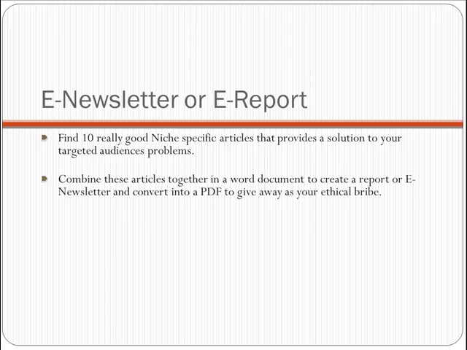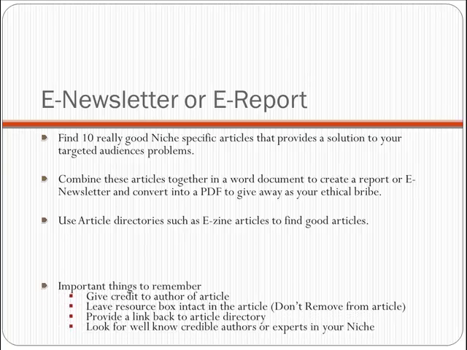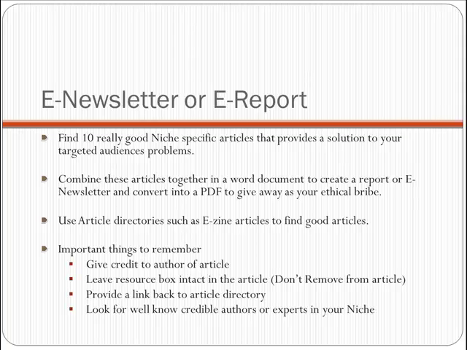Now you're like, aren't I stealing somebody else's articles? You're taking those articles and doing exactly what the article writer wants you to do, and that's to take them and use them, because there's something that you have to do when you're using somebody else's information. You're going to use article directories such as Ezine Articles to find good articles. Here's what you have to remember. First of all, you have got to give credit to the author of the article. Whoever wrote that article, you need to give them credit in your report. You need to leave the resource boxes intact in the article. Don't remove them.